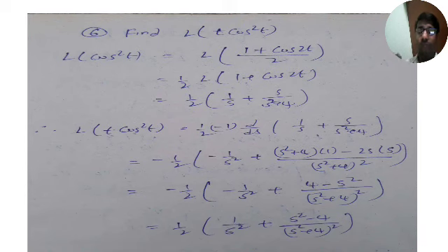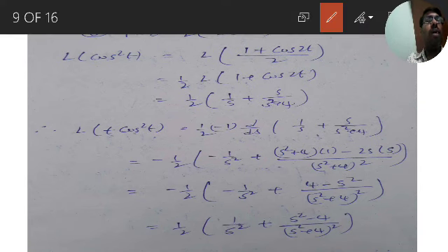Now L of cos square t. No problem. We have the formulas for L of sin at and L of cos at, but we didn't have any formula for L of cos square t. Now use a trigonometric identity. What is cos square a? It is 1 plus cos 2a by 2. Now what is cos square t? It is 1 plus cos 2t by 2.